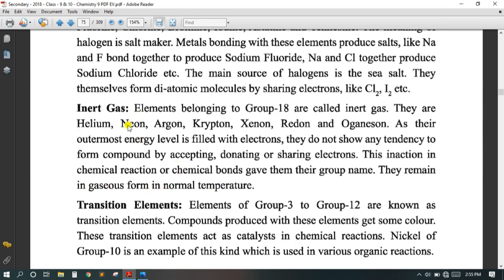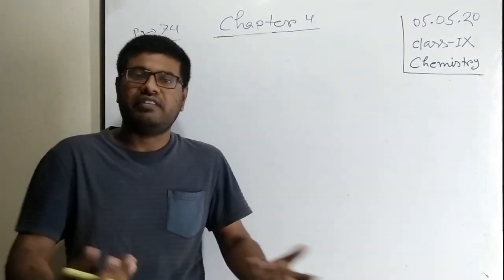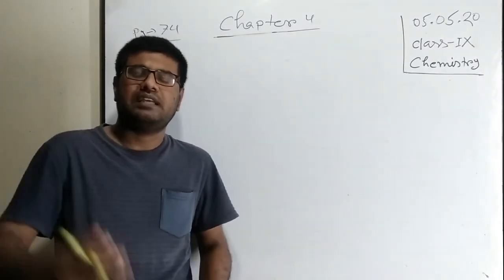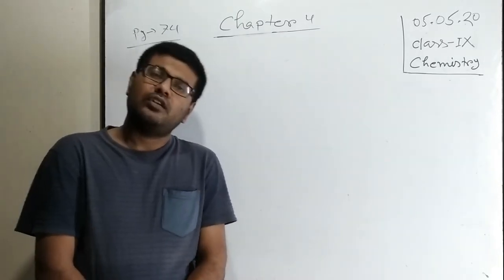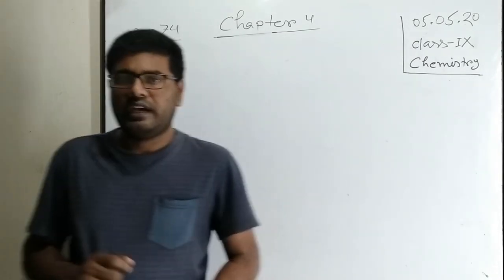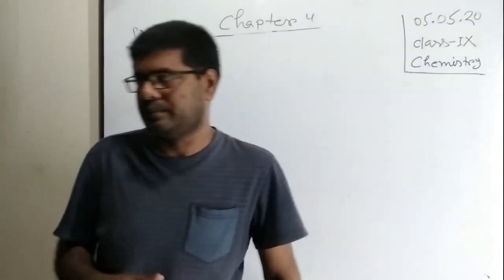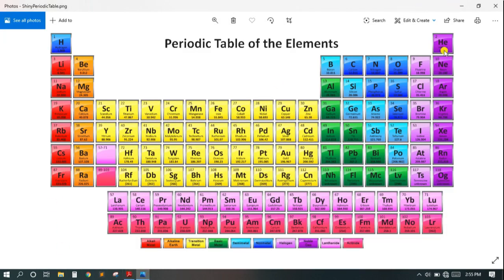Actually, inert means they are less attractive. They don't have any attraction towards another element. That's why they are called inert. They are also called noble elements. Why? At first, go to your periodic table. In your periodic table, they are in group number 0 or group number 18: helium, neon, argon, krypton, xenon, radon and oganesson.